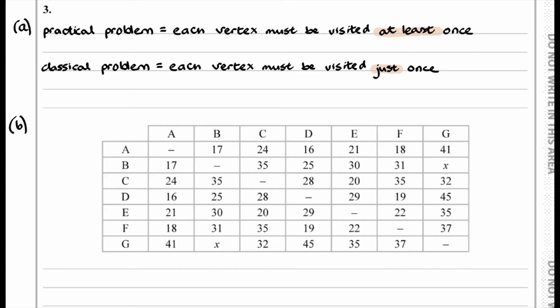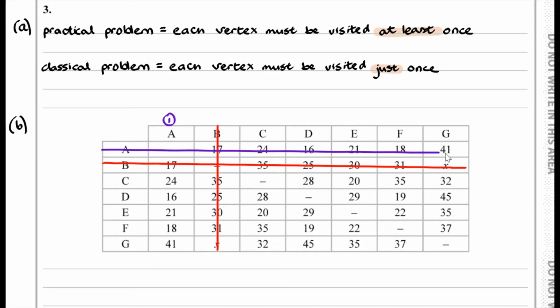So if we go ahead and delete B, remember we also have to delete vertically. Now it doesn't matter which vertex you start at. For example, if I start at A, we'll label A with a number 1 and then we'll delete all of A, like so. Okay?